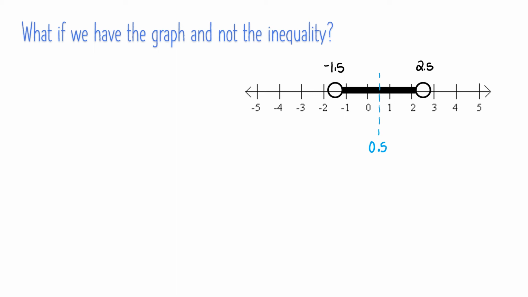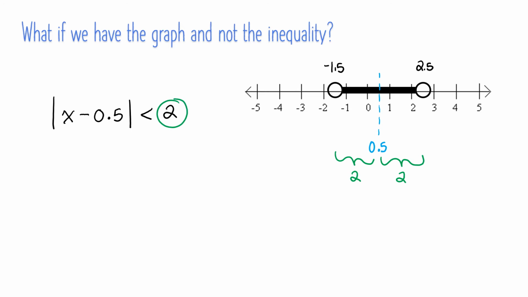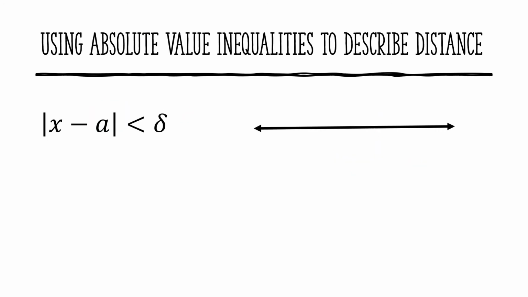And then we can find the distance between the center and the boundaries. So the distance between 0.5 and 2.5 is 2. And the distance between -1.5 and 0.5 is also 2. So we have the absolute value of x minus 0.5 is less than 2. And this is how we use absolute value inequalities to describe distance.